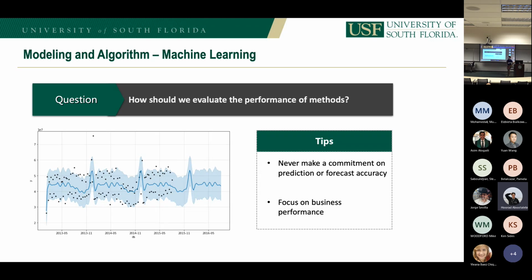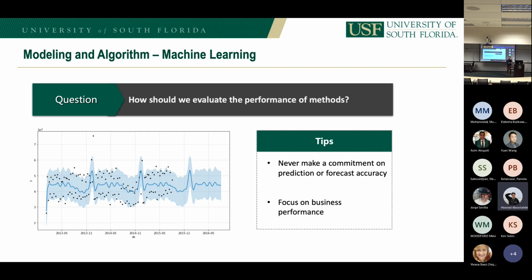Instead, you should focus on the business performance. Let's look at the replenishment problem. You need to predict the future demands. But why do you want to predict the future demands? It's not because you want to improve the accuracy. The ultimate goal is to improve your revenue or reduce the inventory. So your goal should focus on either improving the revenue or reducing the cost, which is the inventory.